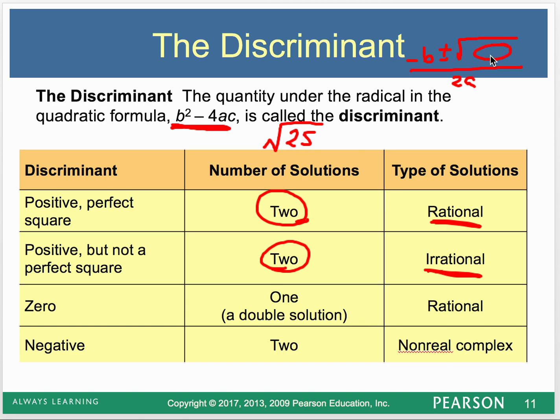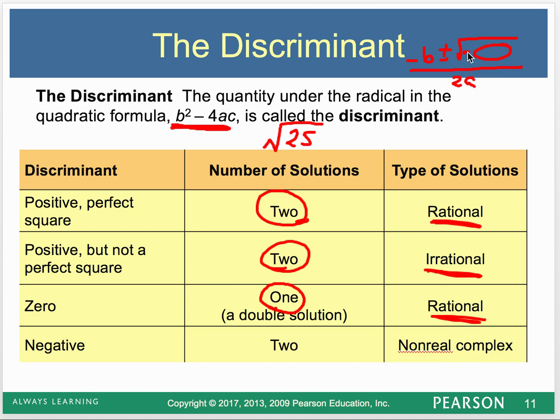If what's underneath here is 0, then the square root of 0 is 0, and really you're going to have 1 for all intents and purposes. There's 2 of them because you're going to have, let's say, 5 plus 0, 5 minus 0. Well, that's all still 5. So you're going to get 1 rational solution.